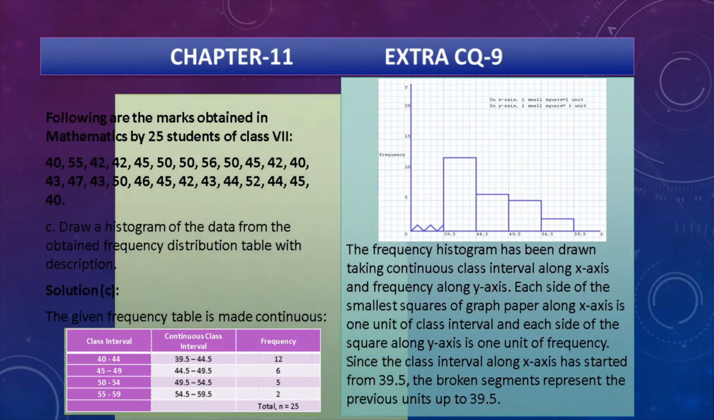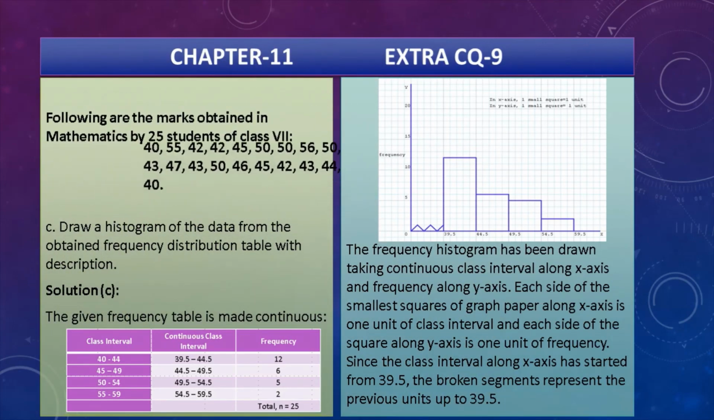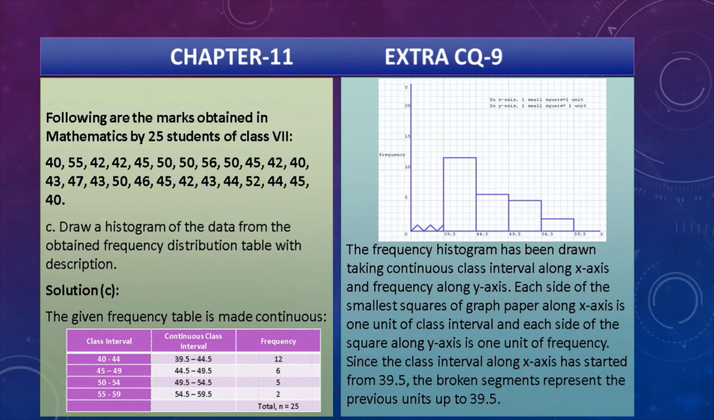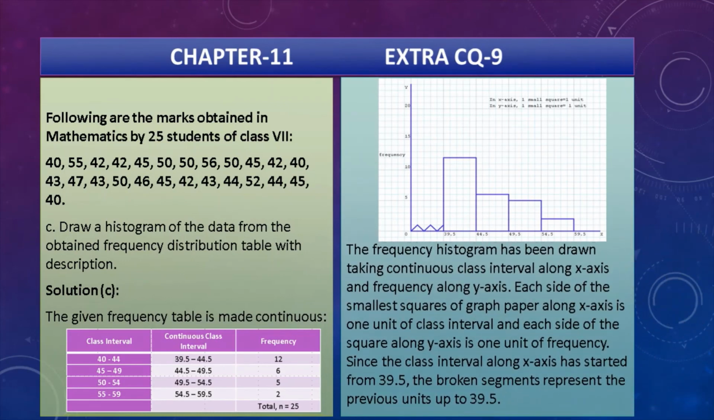Solution number C, and we have to draw a histogram, and as you can see, for drawing histogram you have to make the given frequency table as continuous. So these are the continuous frequency table, and this is the histogram, my dear, and this is the description of this frequency distribution table.